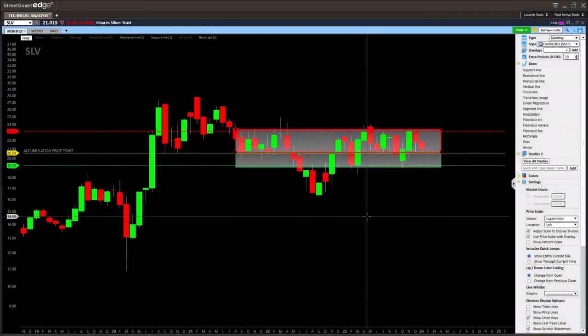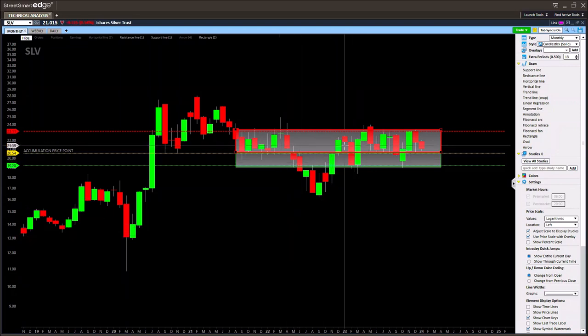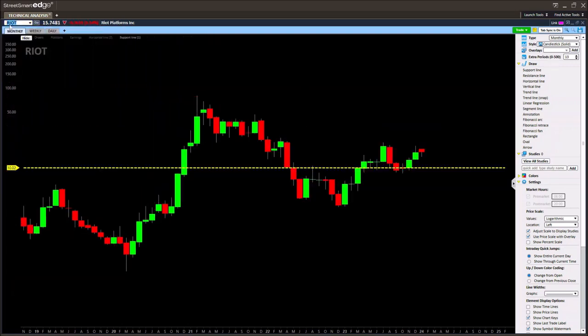Okay, so now we know how to identify stocks to trade on the monthly, and which ones not to trade if they're just trending downward. And now we have a strategy for sideways action. If on the monthly a stock is going sideways and we see this price action, we know the strategy is to buy at the bottom of the range under the accumulation price point. And we can do that on any chart.